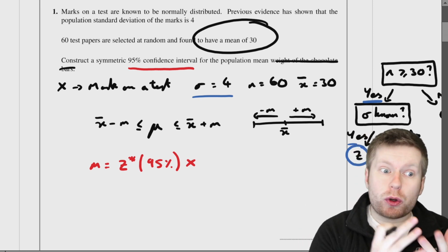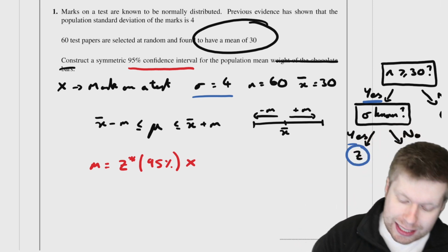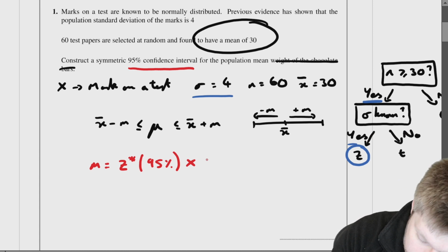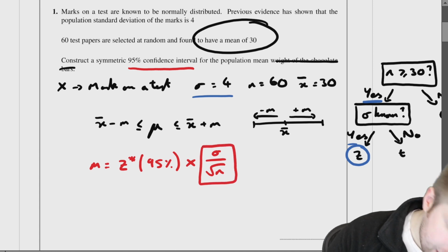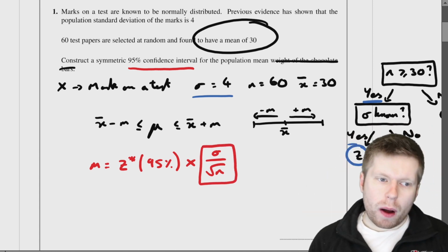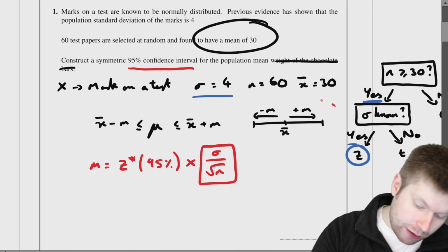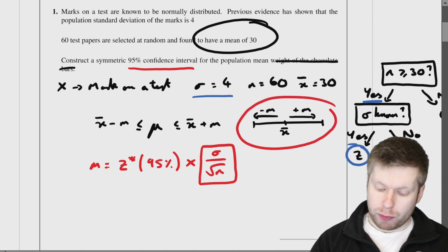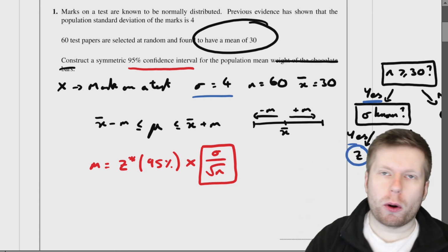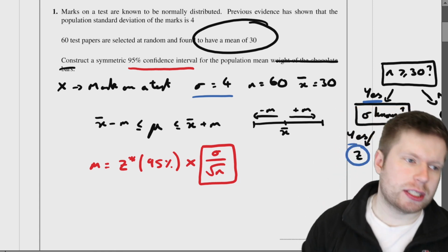Now, in this case, I don't call it standard deviation, I call it standard error instead. The standard error is going to be given by sigma over the root of n. So this is a bit like my standard deviation, but I call it standard error because it's giving me some error each side of my sample mean in order to find my population standard deviation.